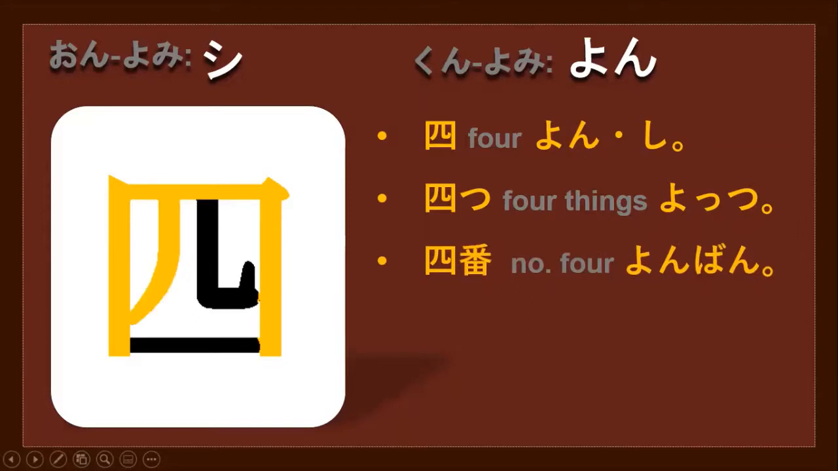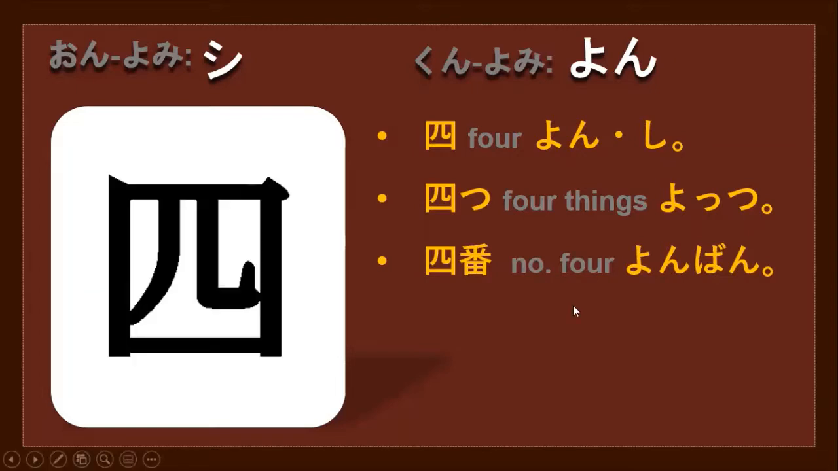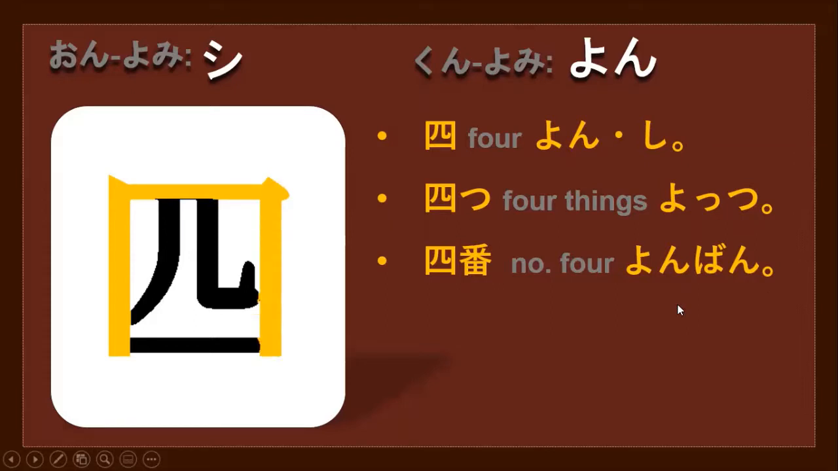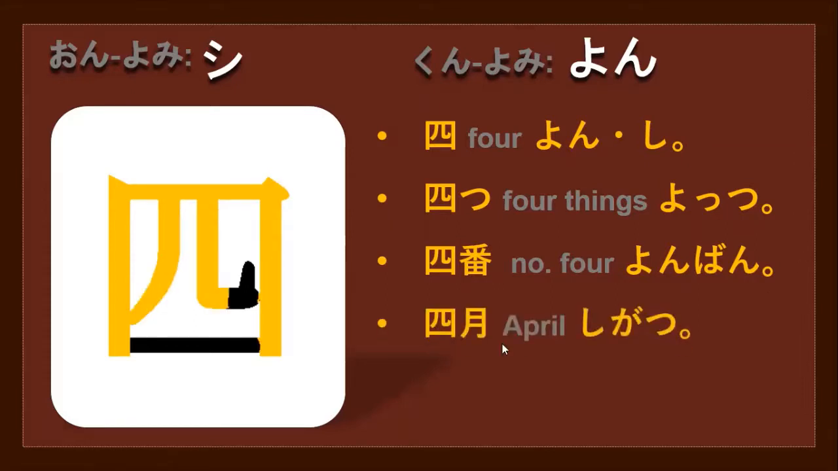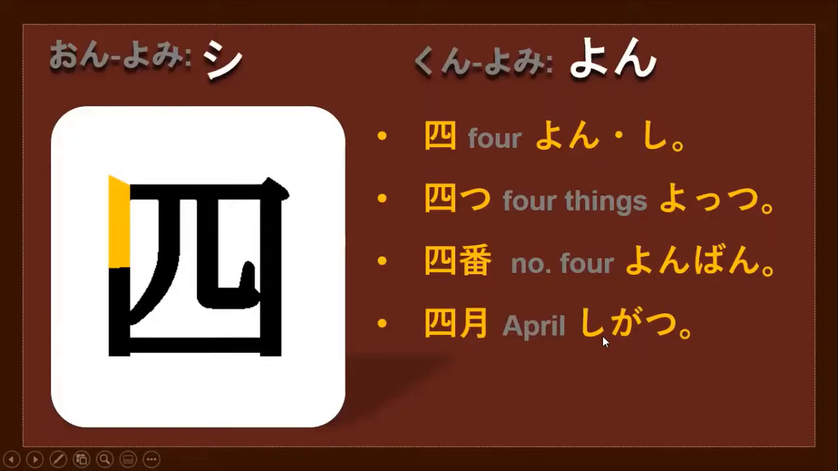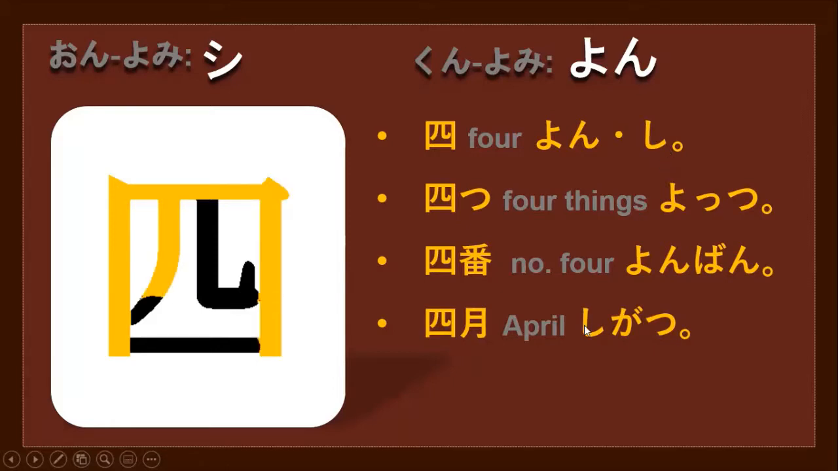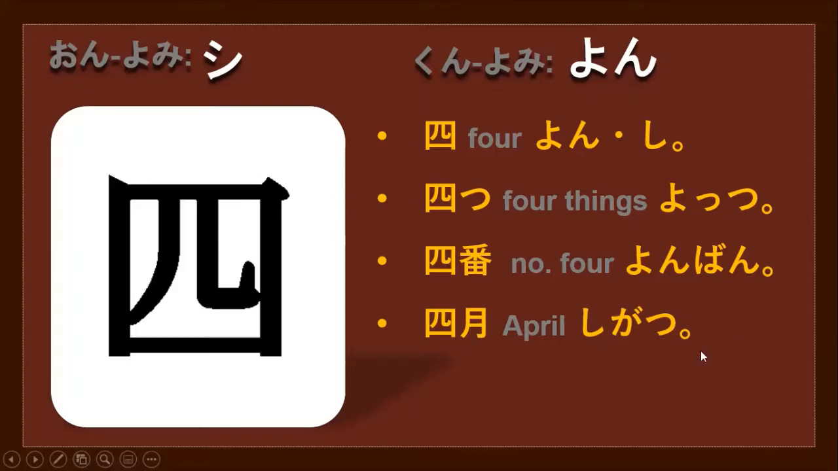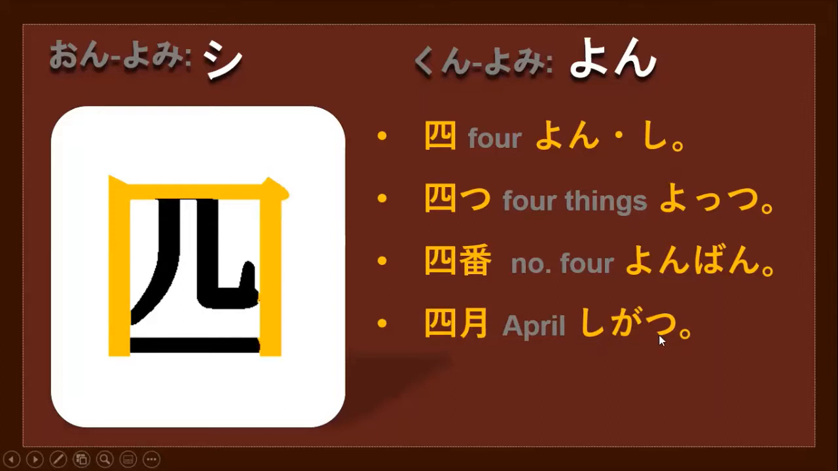Number 4 is 四番. Very good. And April is 四月, shigatsu. Okay, it is because this is shi, then we put the shi, 4. 4 is shi, and the month is gatsu. So shigatsu. Very good.